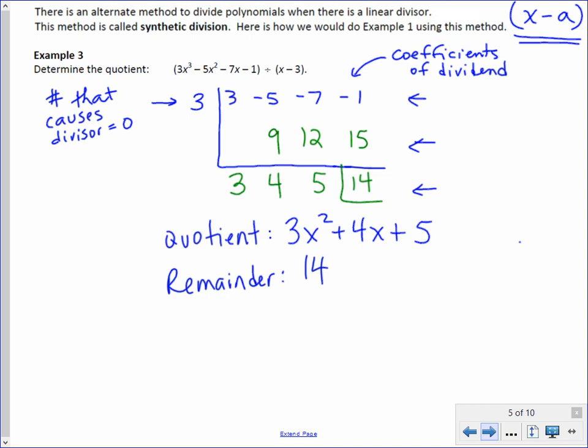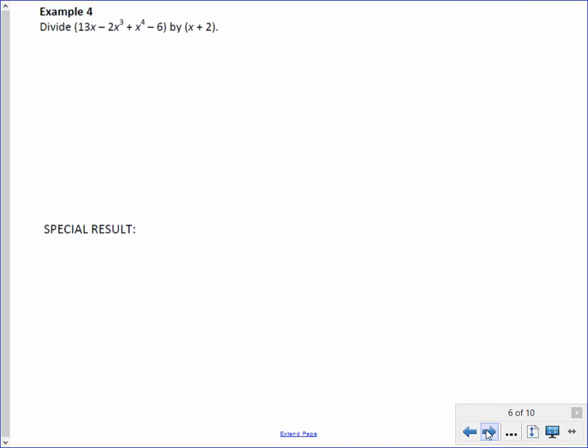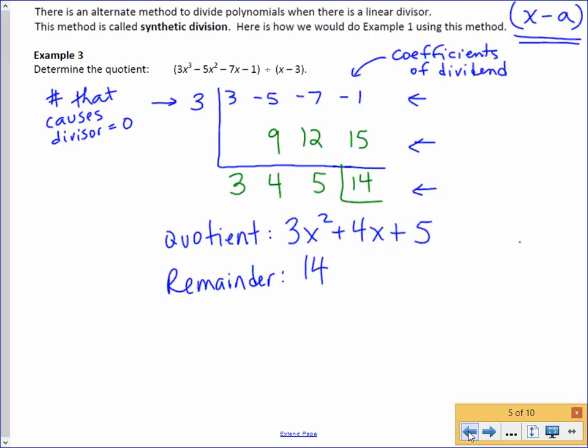Now, I want to do one more example to finish off, because now we're going to practice doing that one more time, now that we know it's fast. There's a missing term. What rule? Whatever degree your dividend is, your quotient will be 1 degree less.